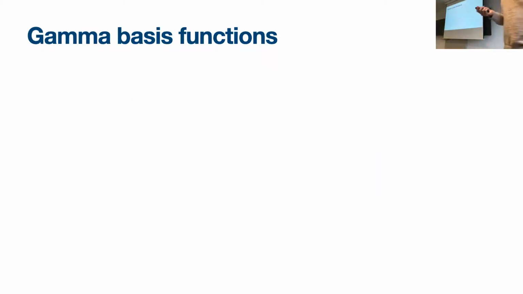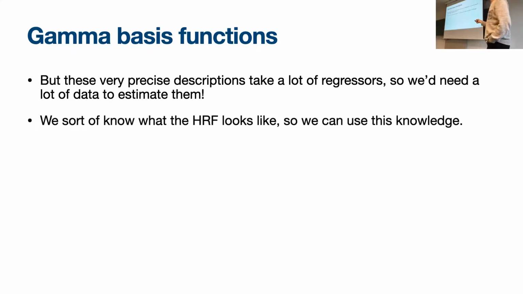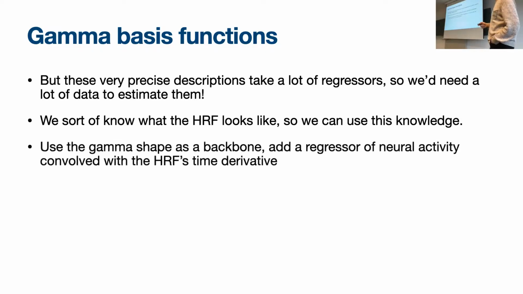Another way of doing this that doesn't use so many different options is to use what we call a gamma function basis. And we want to use fewer of these different HRF shapes. We're using our knowledge that we sort of know what the hemodynamic response function looks like. We know that it goes up, it has this bulk, and then it goes down. Right? And we can use that knowledge. So we're going to use a specific mathematical function called the gamma distribution as a backbone, and then try to estimate the shape of the bold response on the basis of this.